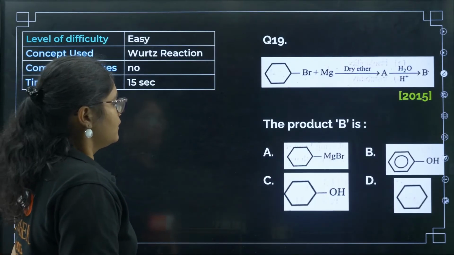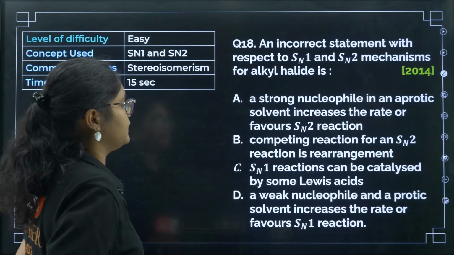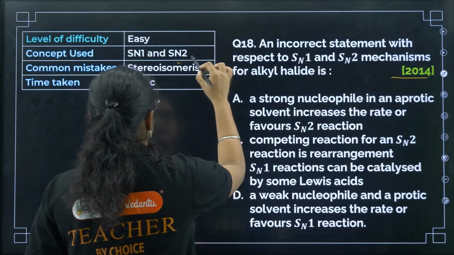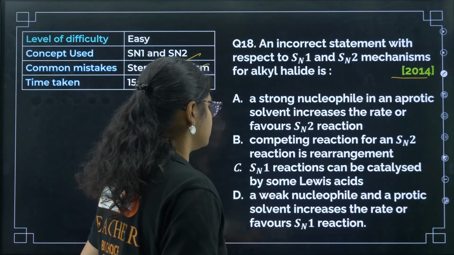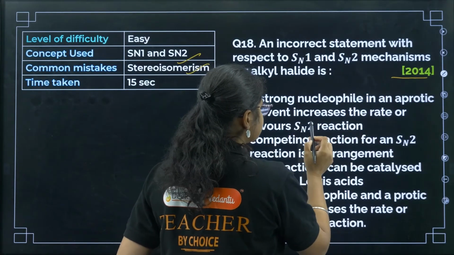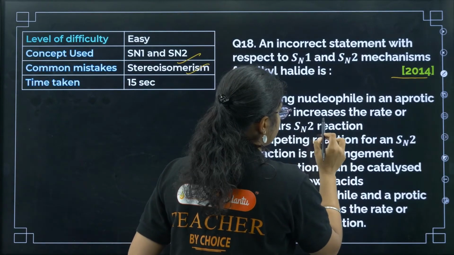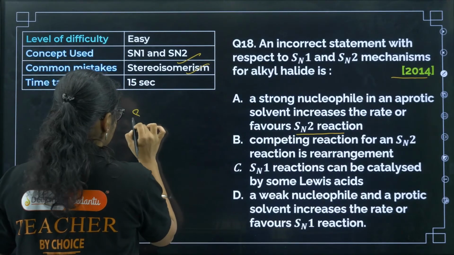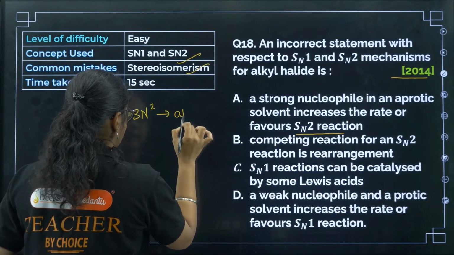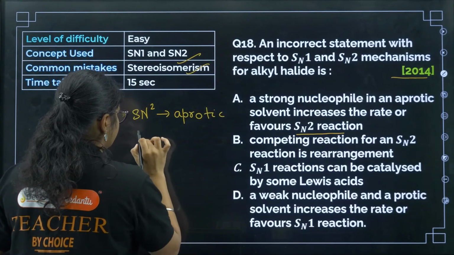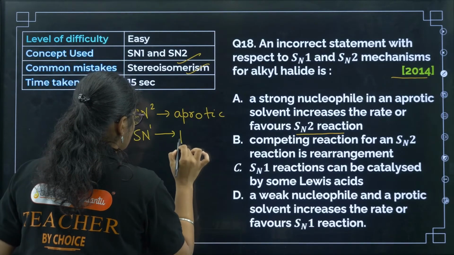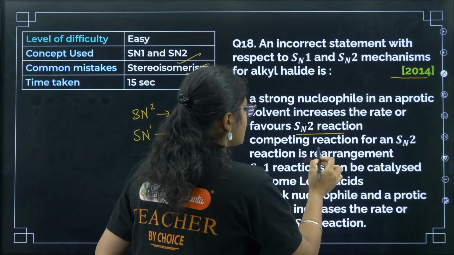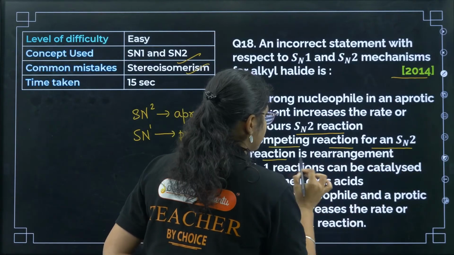Yeah, next question number 18. An incorrect statement with respect to SN1 and SN2. So again a 2014 question, you should know about SN1, SN2, basic things. A strong nucleophile in aprotic solvent increases the rate or favors the SN2 reaction. So it is saying SN2 reaction is favored by aprotic solvent. Yes, that is correct. And we know SN1 is favored by protic solvent, right? Competing reaction for an SN2 reaction is rearrangement.